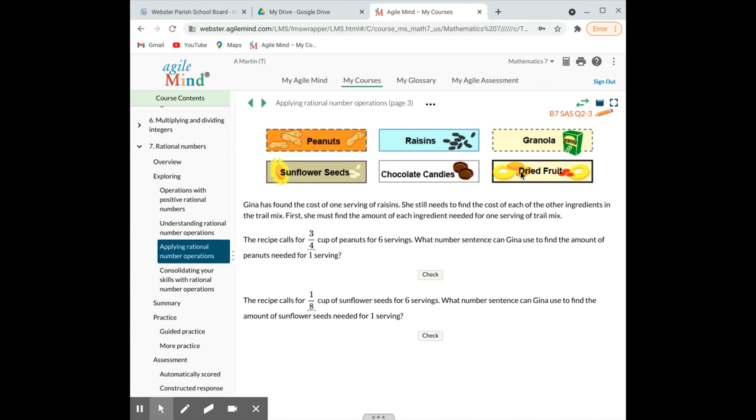So we're going to apply our understanding of unit rates to write a number sentence that we can use to determine the amount of peanuts and sunflower seeds that are needed for 1 serving. I want to give you some time to develop your own number sentences, and then we're going to share them as a class together, okay? You can write a multiplication problem. You can write a division number sentence to represent this scenario. Just remember that dividing by a fraction is equivalent to multiplying by the reciprocal of that fraction, okay? And this is going to be questions 2 and 3 in our workbook.